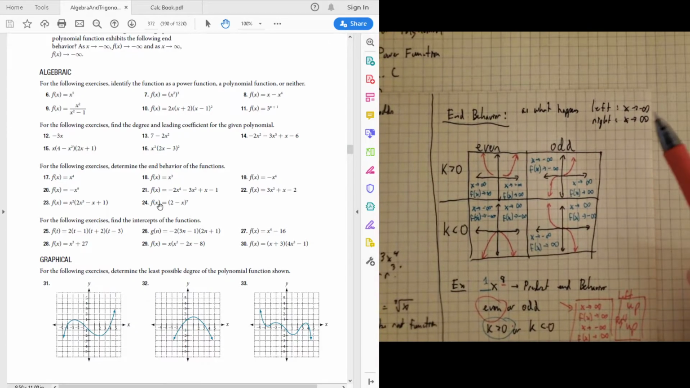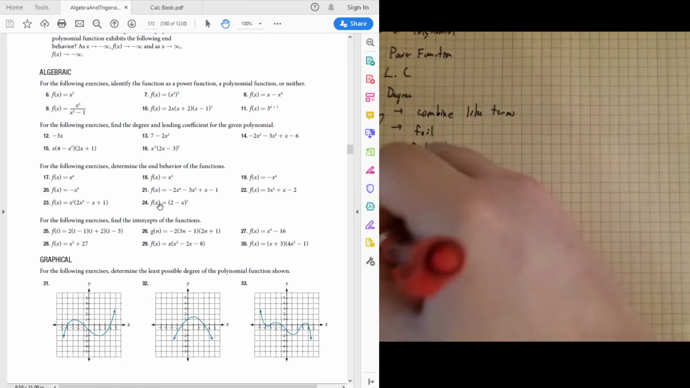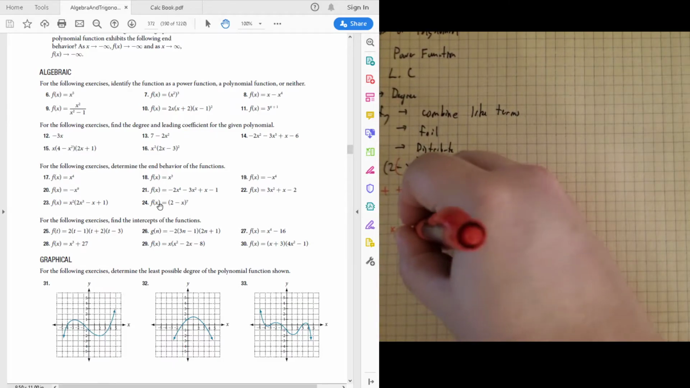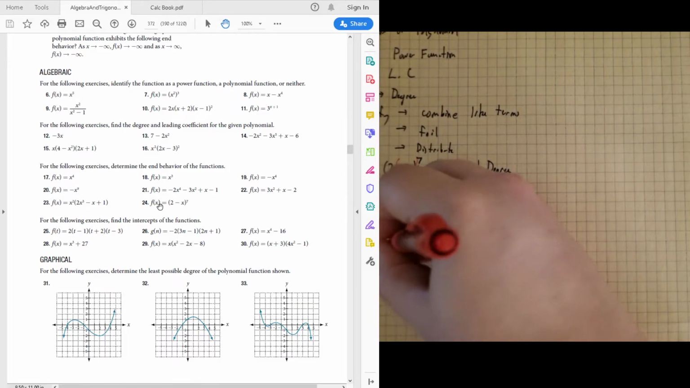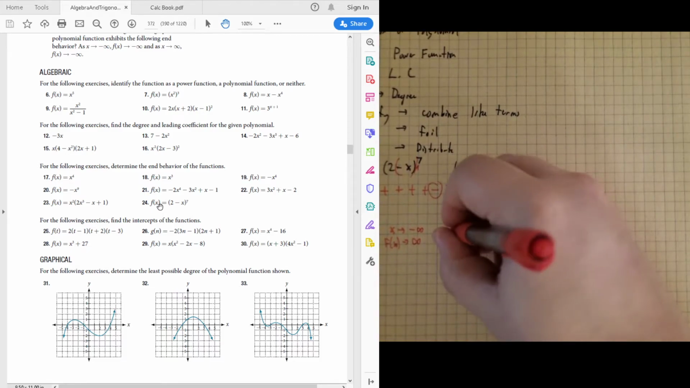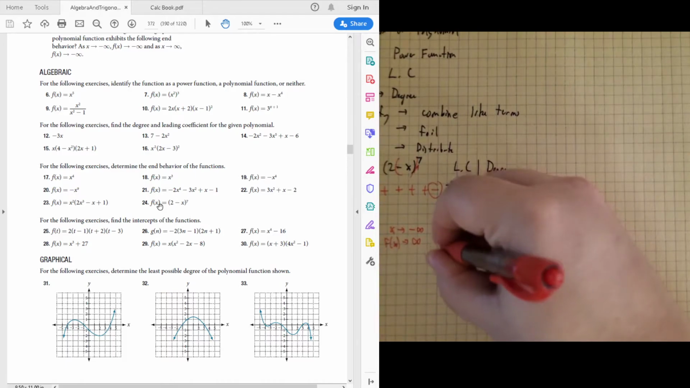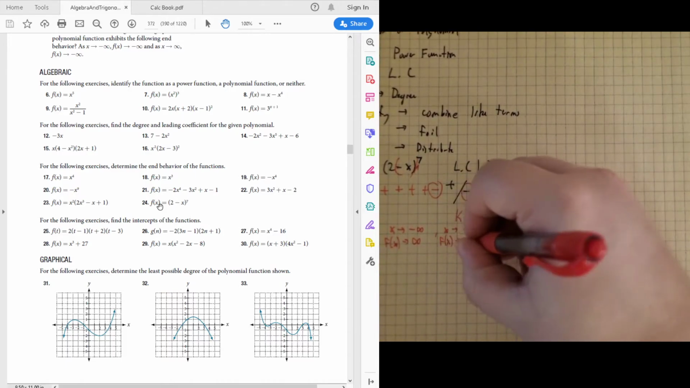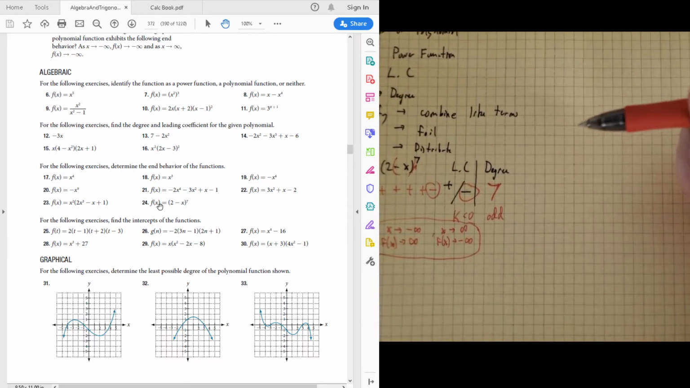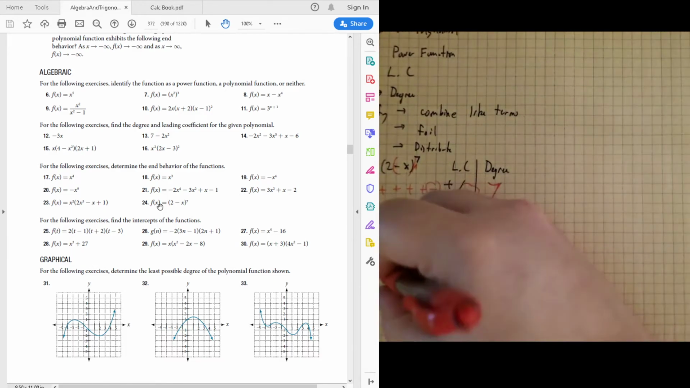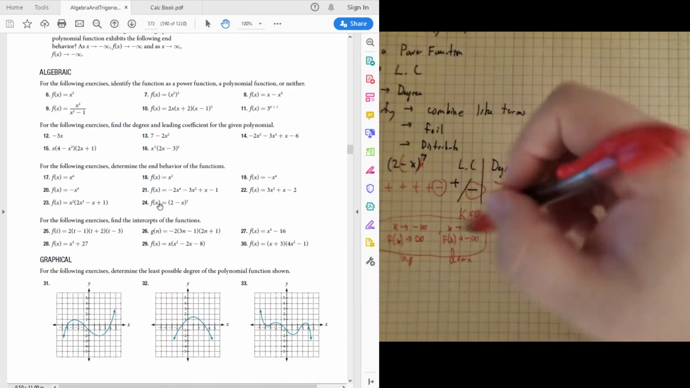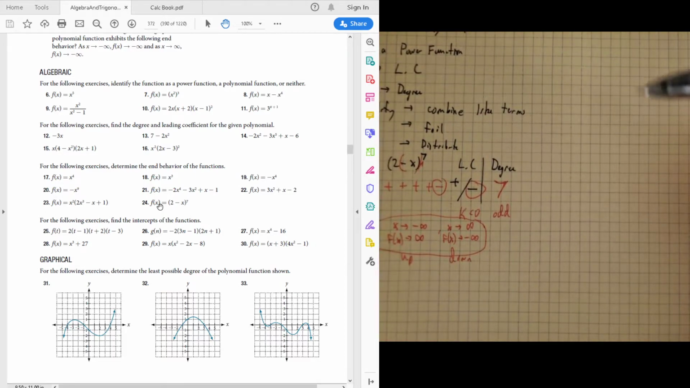And so that's it. For this function, the answer would be, just copy it down, x goes to negative infinity, f of x goes to positive infinity, and x goes to positive infinity, f of x goes to negative infinity. Or the shorthand, up, down. So, always put it in the order left, right. So, that's how you do it.